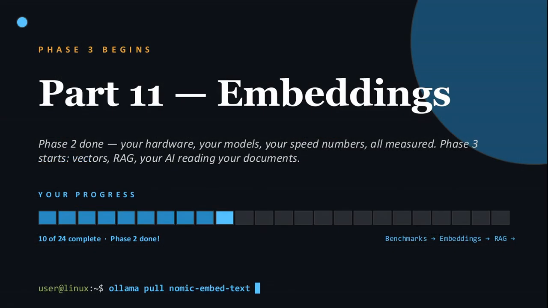And that closes phase 2. You've got your hardware mapped, your models picked, and real tokens per second numbers from your own machine. No more guessing. Phase 3 is where it gets interesting. Embeddings, vector search, and retrieval augmented generation, so your local AI can actually read your documents. Pull nomic-embed-text, and I'll see you in part 11.